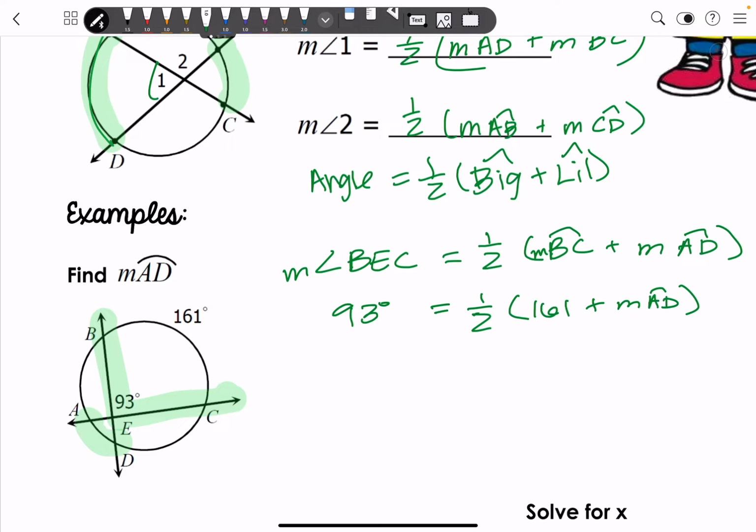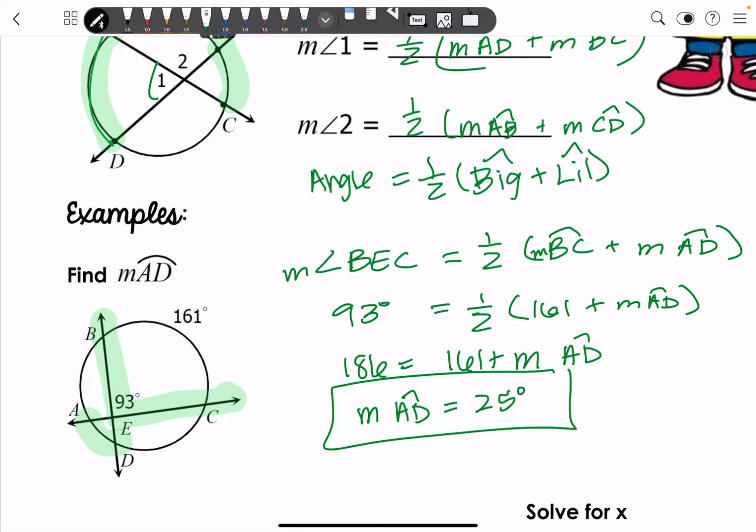All right, so one way I'm going to do it is I'm just going to double it so I can get rid of that half and get rid of that fraction. So I know that 186 is equal to 161 plus whatever the measure of arc AD is. Then to solve, you're going to subtract 161 from both sides, and you find that the measure of arc AD is 25 degrees. And yes, it's really that easy.